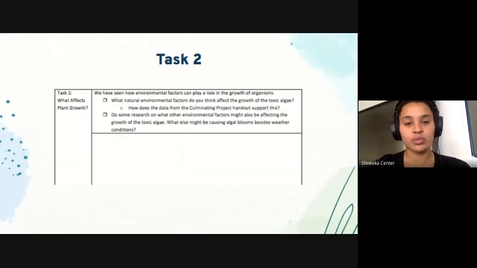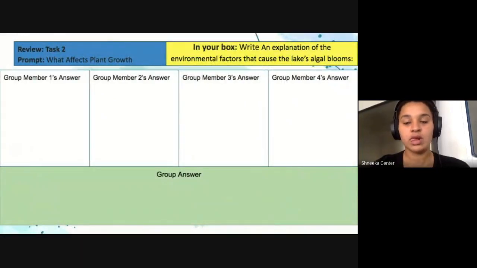During this task, we grew plants, we observed their changes, and we collected data. Please review this information. When you finish reviewing the information, please return back to this video.